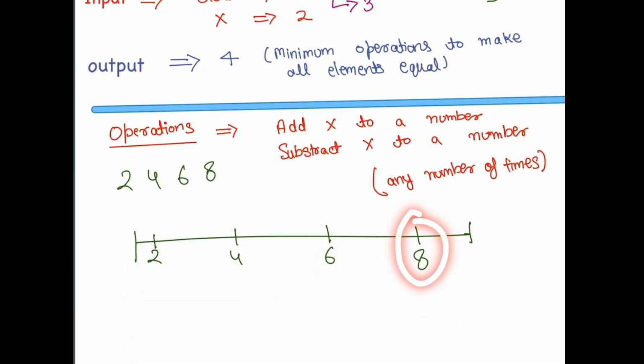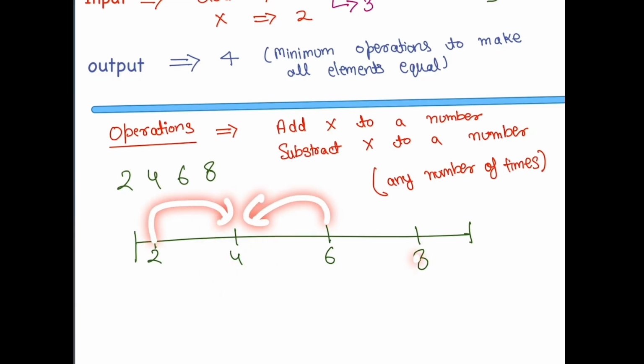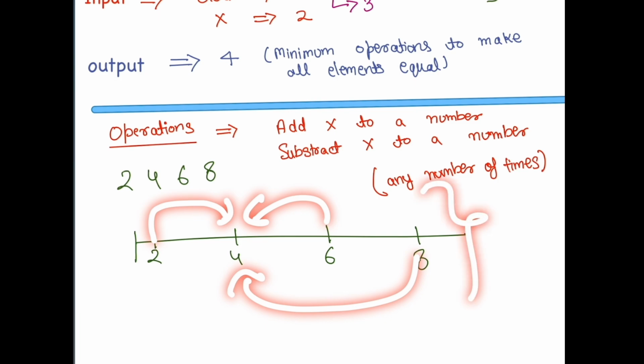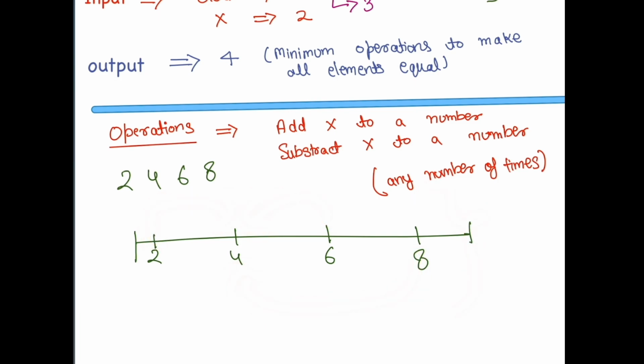In case of 8 as well, you will notice that 6 has to move right, 4 has to move right, and 2 has to move right. But what if we are choosing 4? So in case of 4, you will notice that 2 needs to move, 6 needs to move, and 8 needs to move. But this time, if you notice, the distance traveled is less.